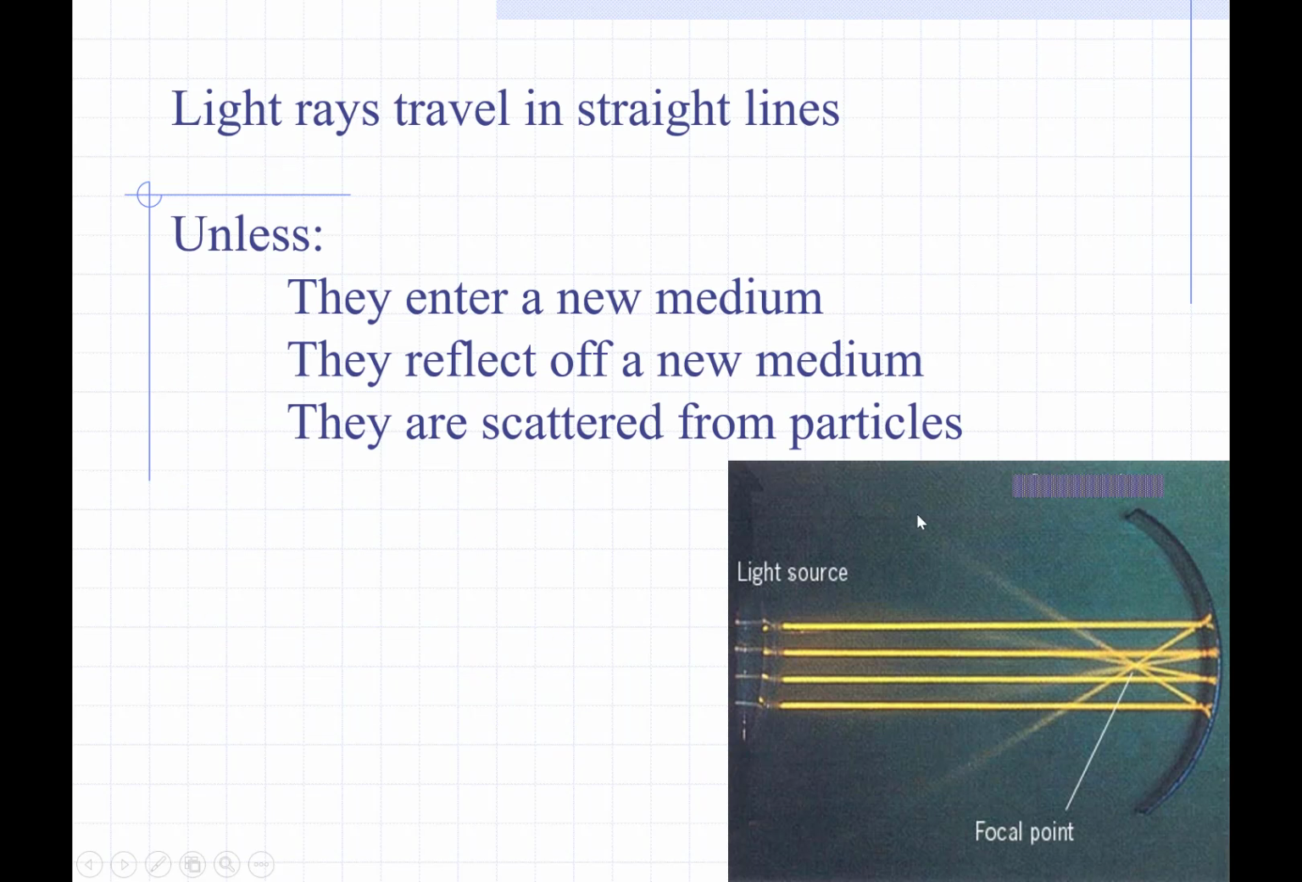Light rays always travel in straight lines. And really all rays do. Rays for any wave do. And we can see that in the image here. These are lasers. They show us the light beams traveling in nice straight lines. They travel in straight lines unless they enter a new medium, they reflect off of a new medium, or they are scattered from particles. And we'll talk about what scattering is a little bit later on.